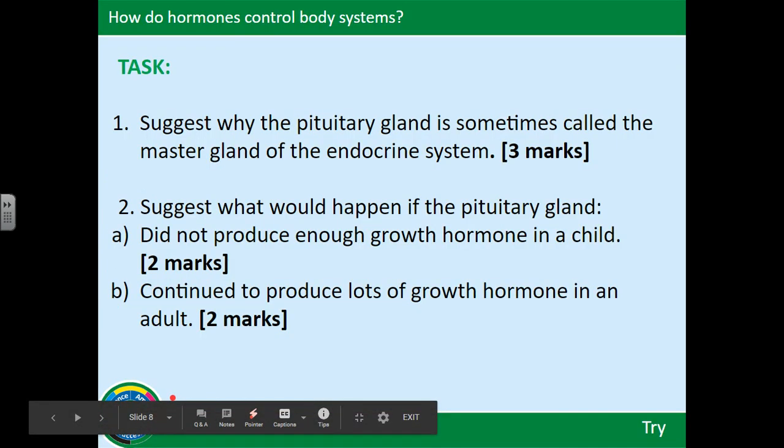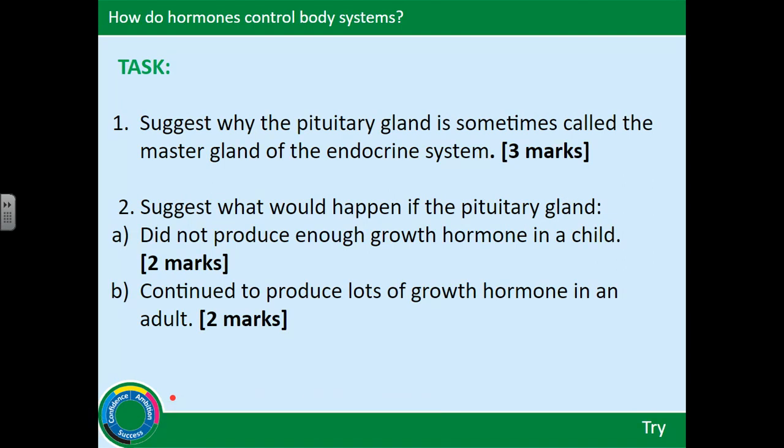Okay, another task. First question is, why is the pituitary gland sometimes called the master gland of the endocrine system? It's worth 3 marks, you need to write 3 different things. For question 2, suggest what would happen if the pituitary gland did not produce enough growth hormone in a child and then produced a lot of growth hormone in an adult.